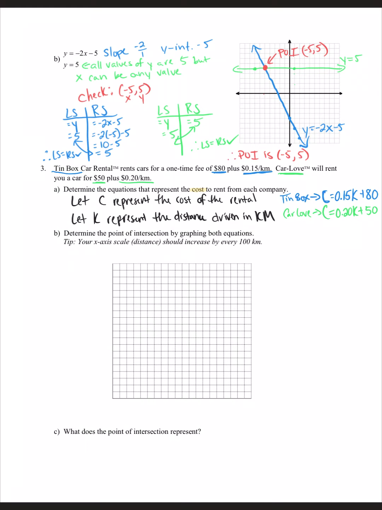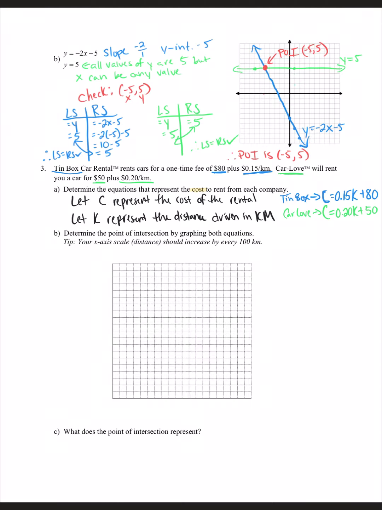We are supposed to determine the point of intersection of both of these, okay? So determine the equation that represents the cost to rent from each company. We've done that. Part B is asking us to determine the point of intersection by graphing both equations, okay? Now, it's a little harder to determine our slope because we have it as a decimal. So instead what we're going to do is a table of values.